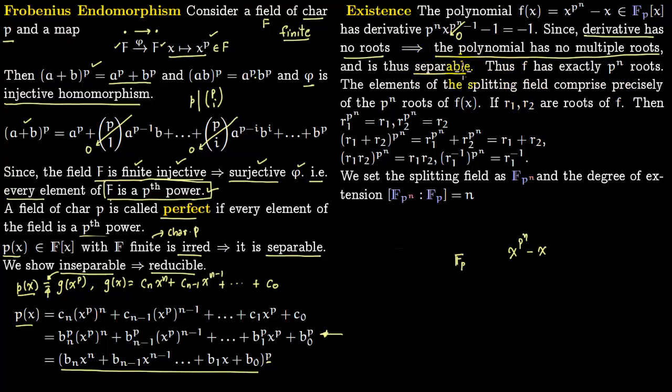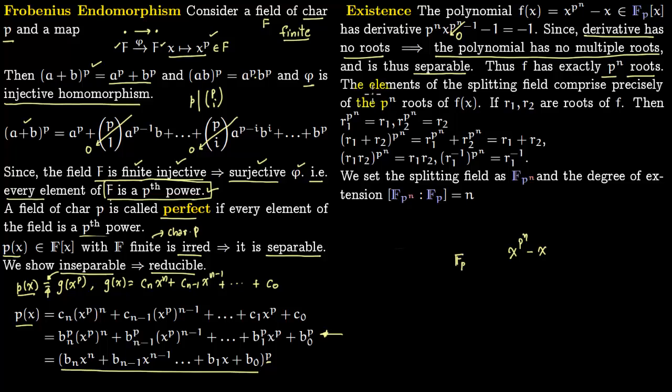So since it is separable, it has exactly p to the power of n roots. That is the degree of the polynomial. So you know the number of roots counted with multiplicity is precisely equal to the degree of the polynomial. Since it's a separable polynomial, all the roots are distinct. Therefore f has exactly p to the power of n roots.